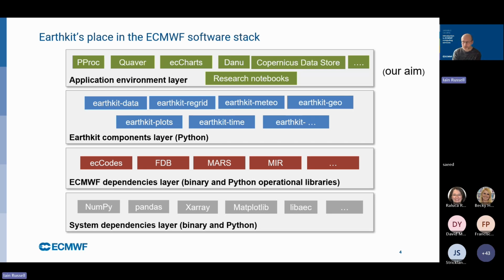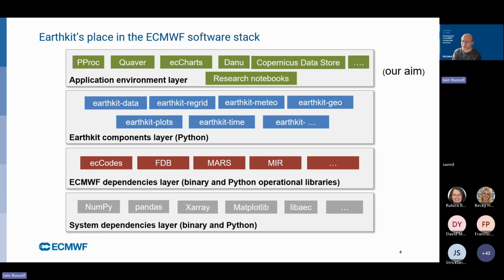The second layer shows the actual EarthKit components. You can see we've got things like data, regrid, meteo, plots, and so on. Each Python package there is specific to a particular purpose. I'll go over those in a minute. They also sit on top of our more established libraries, such as ecCodes. So if EarthKit data is doing something with GRIB data, for instance, it will actually be using ecCodes under the bonnet. It also gives us access to things like our FDB and MARS and our interpolation libraries and so on.